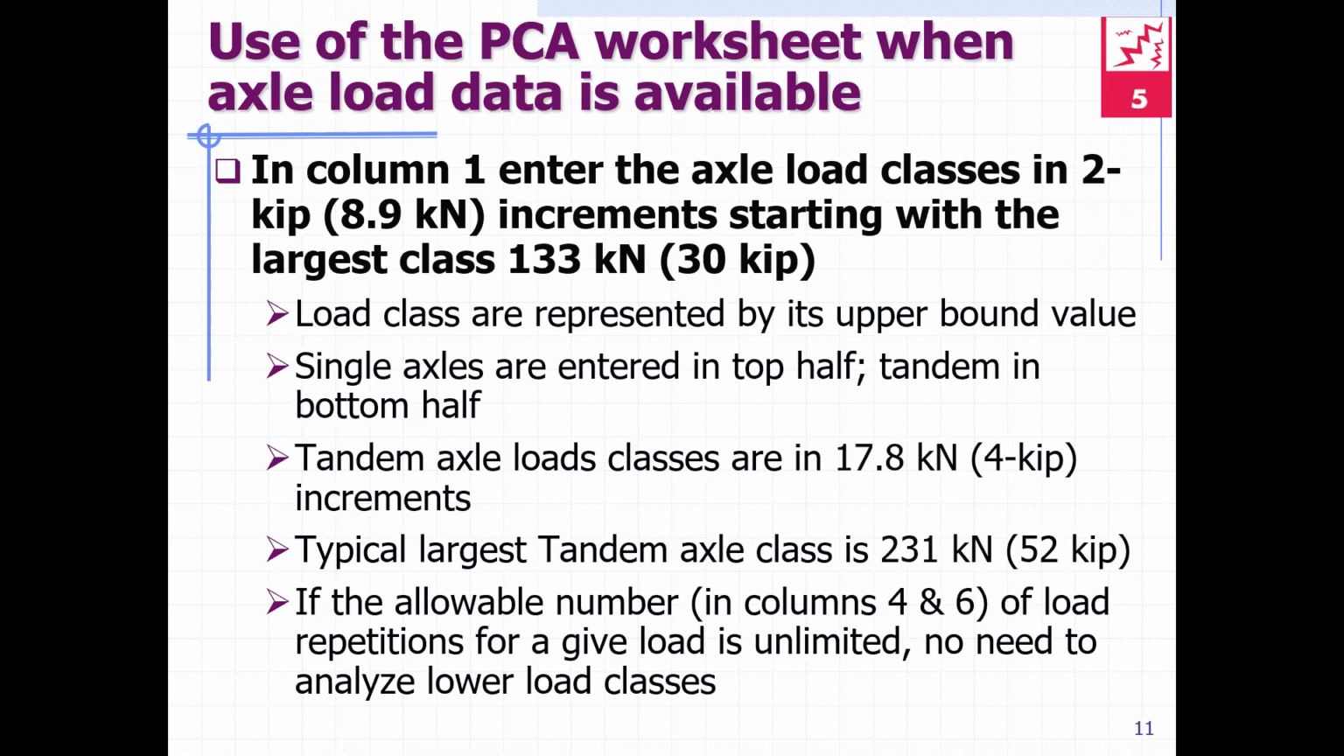In column 1, you enter these axle load classes as explained before, and these load classes will drop by 8.9 kilonewtons. And they start with the highest, which is 133 kilonewtons. It is always the case you take the upper bound for each group. And the single axles are entered on the top half of the chart, and the tandem are in the bottom half. The tandem axle increments will be 17.8 kilonewtons. And the typical largest tandem is 231 kilonewtons.